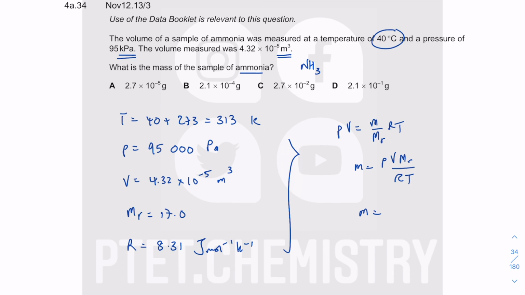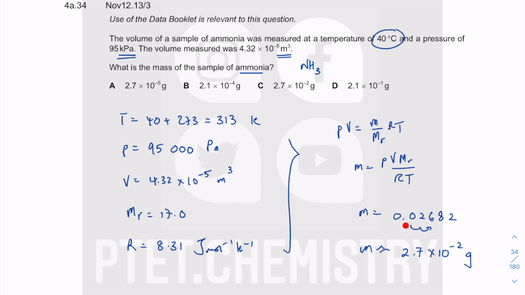Alright, so 95,000 Pascal times 4.32 times 10 to the power minus 5 times 17.0 divided by 8.31 divided by 313, and my calculator shows me 0.02682. They don't tell me how many significant figures, but looking at the values given, they are all to 2 significant figures. They are all in standard form as well, so if I convert this into standard form, moving 2 places, just like primary school maths, that will be 2.7 times 10 to the minus 2 gram.